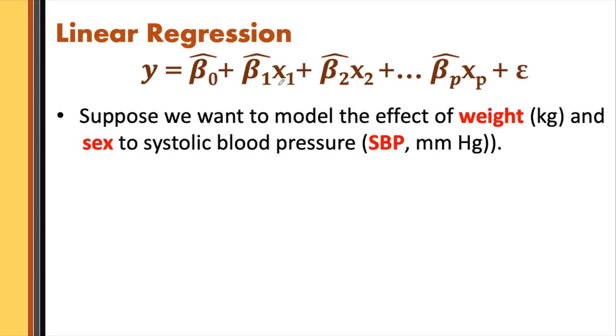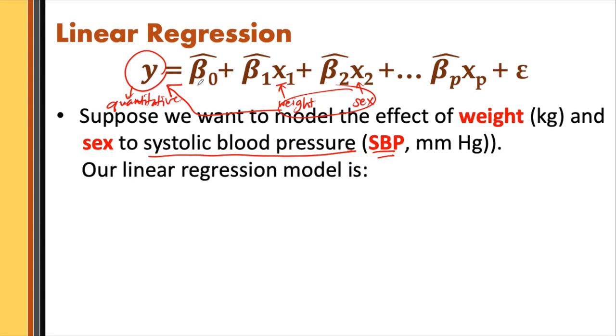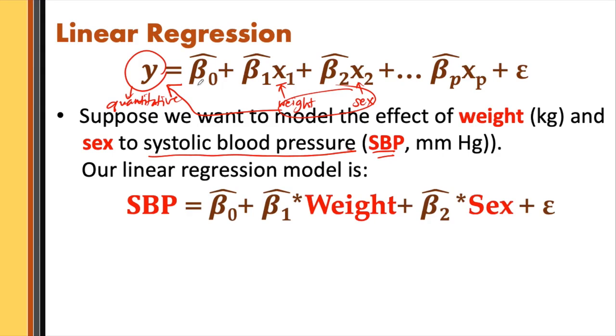In other words, your predictors are x sub 1, which represents weight, and x sub 2, which represents sex. They will predict the systolic blood pressure, which is the dependent variable here. Note that the systolic blood pressure here is in numerical form, because again, y here must be quantitative. Thus, our linear regression model is y, the systolic blood pressure, equals beta sub 0 hat plus beta sub 1 hat times weight plus beta sub 2 hat times sex plus the error term.